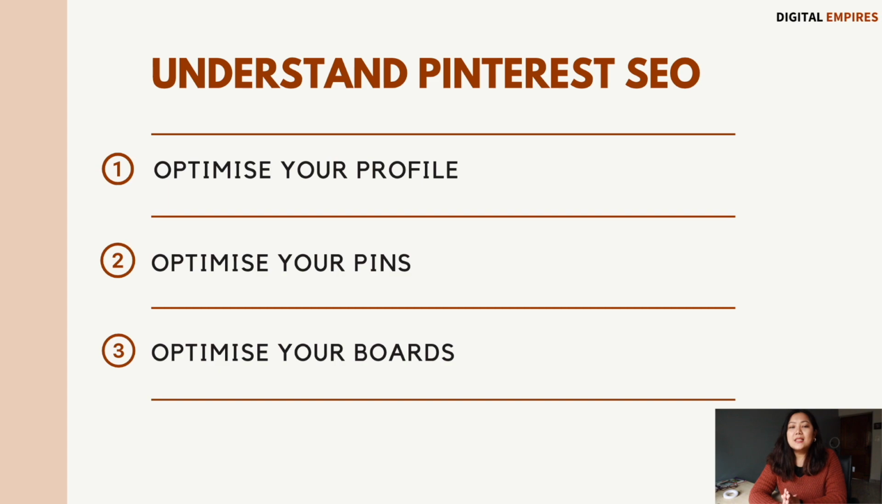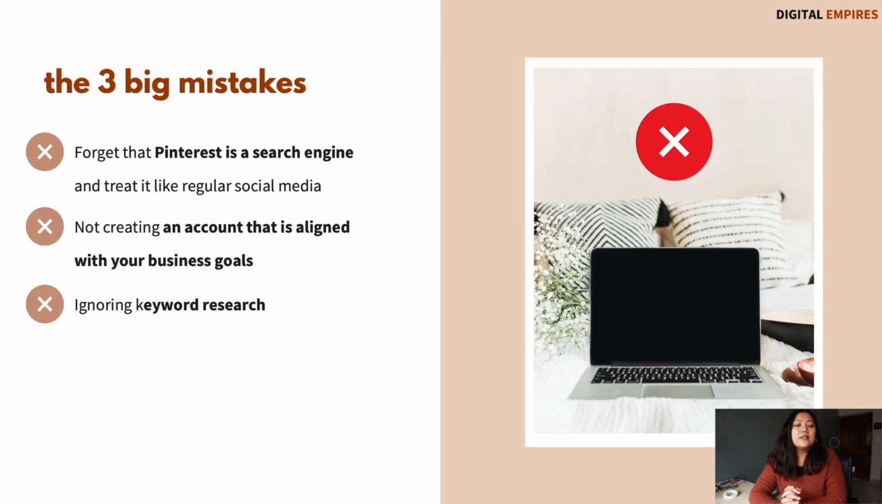Now, there are 3 mistakes that I see people making a lot at this stage, and I want to walk you through how to fix them. So the number 1 mistake that I see people making is using Pinterest like any other social media platform, where they think that they can show up once a day and post any random image and it's going to get a lot of traction and likes, etc. That is just not true, because Pinterest is a search engine, so you need to treat it as such.